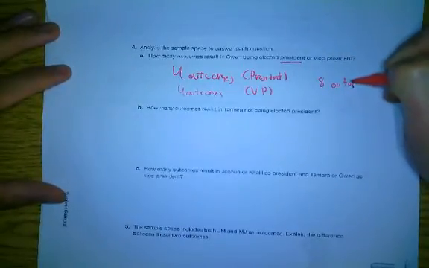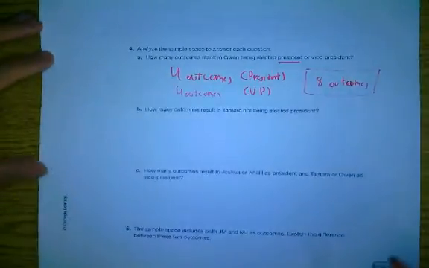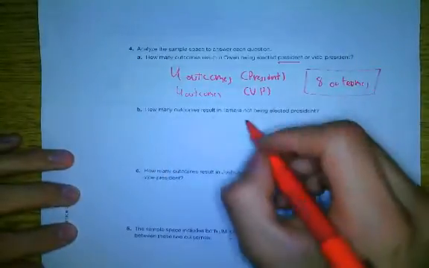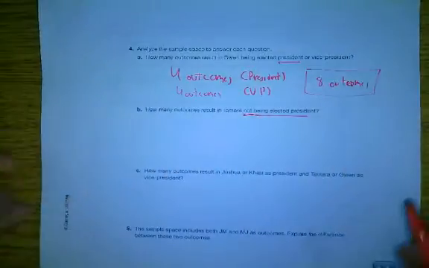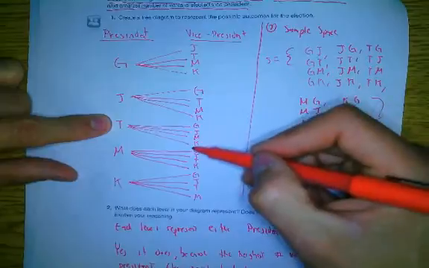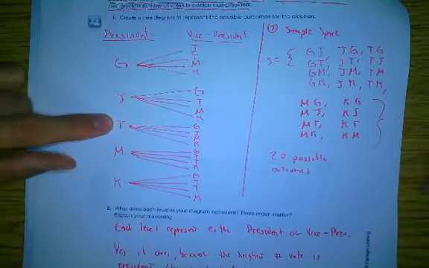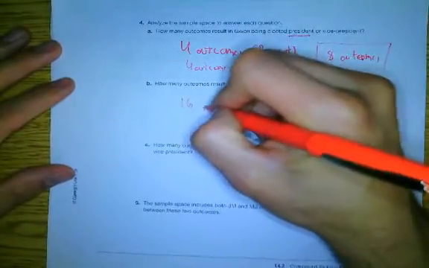Part B says, how many outcomes result in Tamara not being president? If I go back to the tree, here's where Tamara is president, and it takes care of this 4 right here. Remember how it was 20? I can think about it backwards. So 20 minus 4 is going to be 16. So there's 16 outcomes where Tamara is not president of the student council.